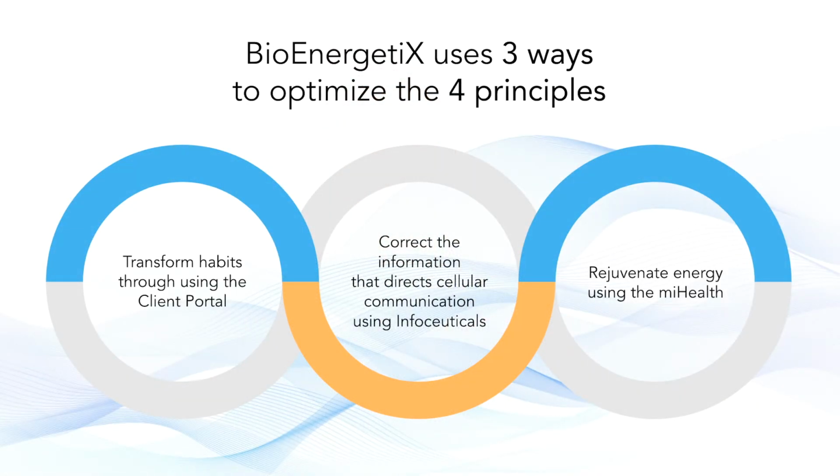Now, within the bioenergetic wellness system, really there's 3 ways that you can use to optimize these 4 principles. Now, the first is to transform habits through using the client portal and Energy for Life web application. The second is to correct the information that directs the cellular communication using infoceuticals. And the third is to rejuvenate the energy flow using the MyHealth.